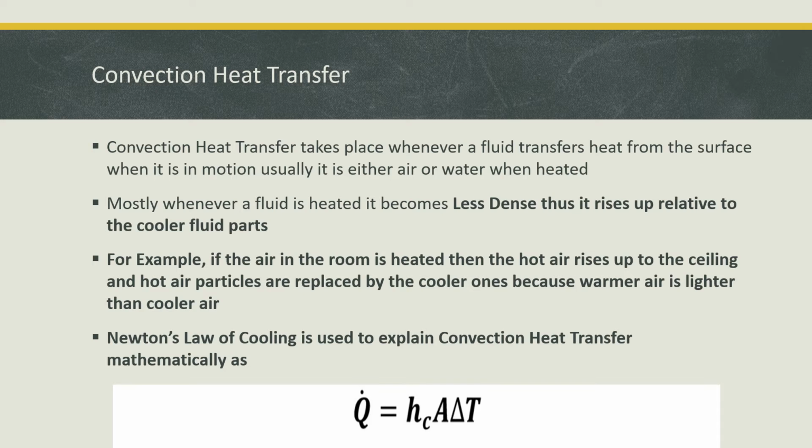Now, Newton's law of cooling describes the convection process mathematically as Q = Hc × A × ΔT. Hc is the heat transfer coefficient for convection heat transfer, A is the thermal area, ΔT is the temperature difference, and Q is the heat transfer rate.